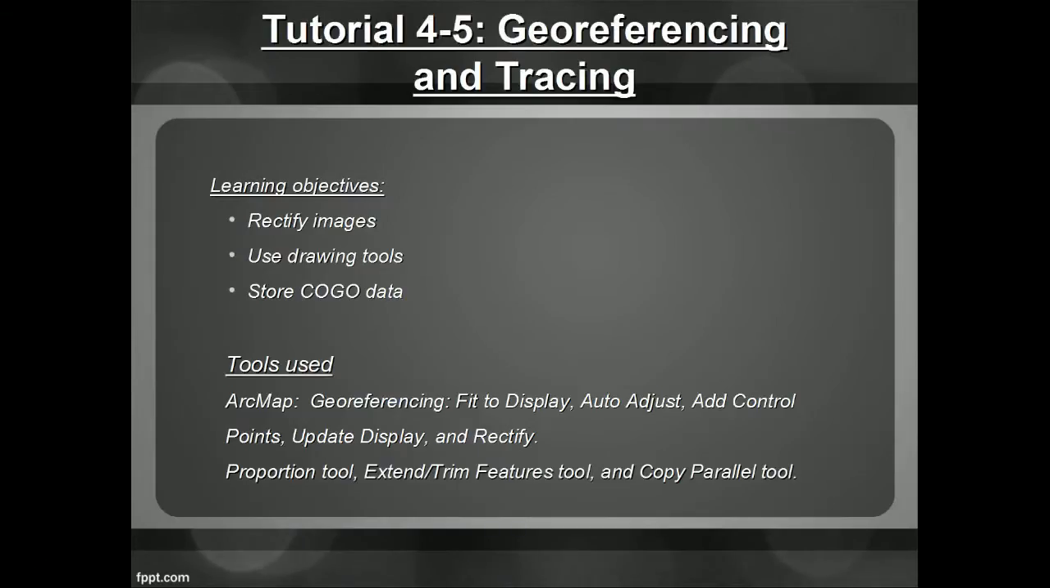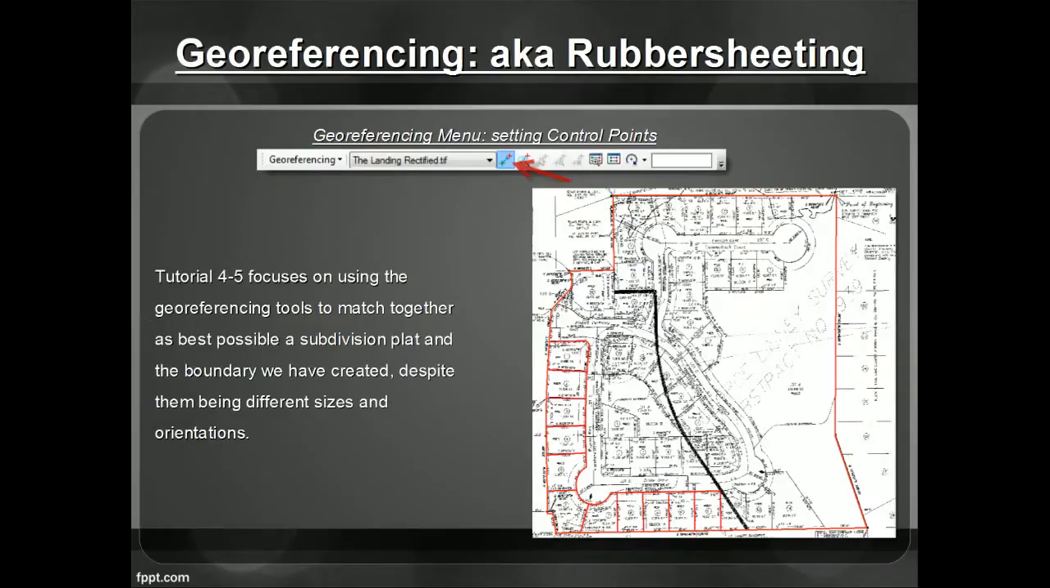Finally, tutorial 4.5, georeferencing and tracing. The main objectives here are to rectify images, use drawing tools, and store COGO data. Now, georeferencing, I've also heard it known as rubber sheeting in CAD. The basic concept is you're going to take an image, you're going to select certain points, we're going to call them control points on that image, and you're going to link those to their actual counterpart, where they actually exist spatially.